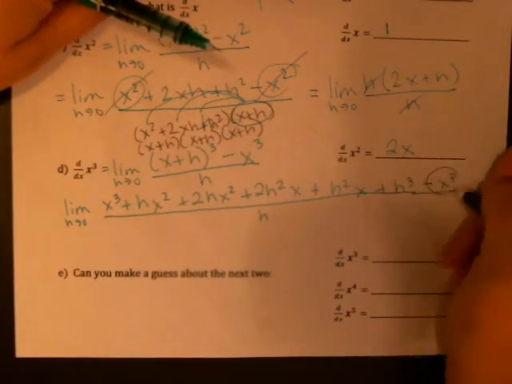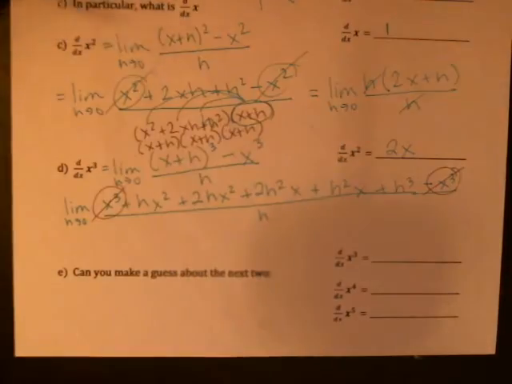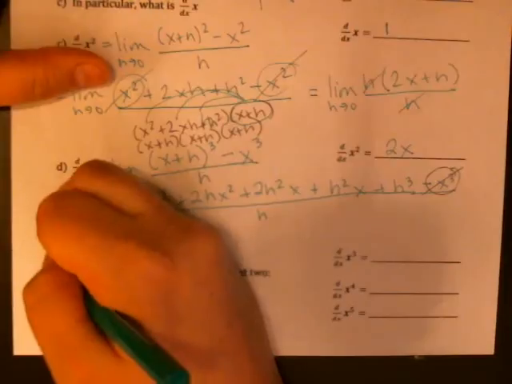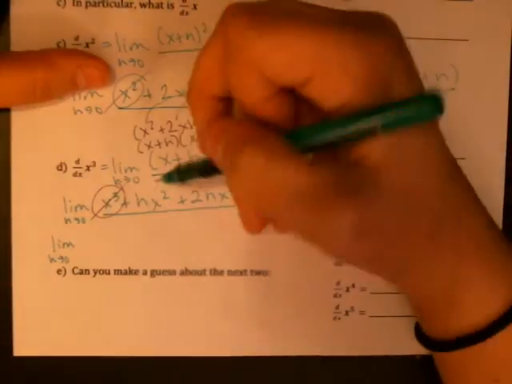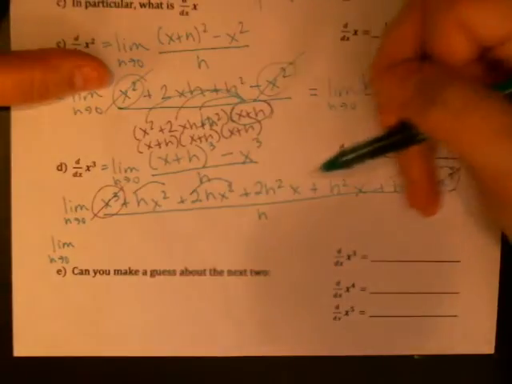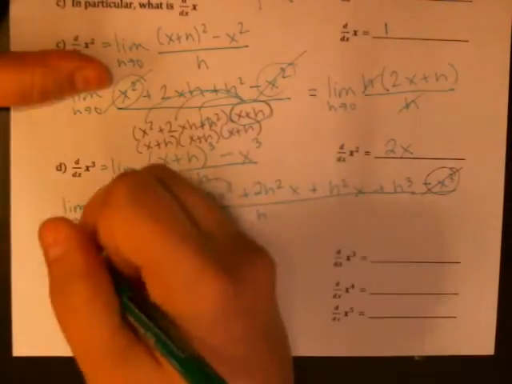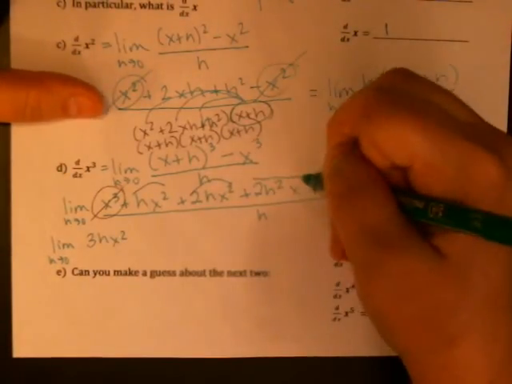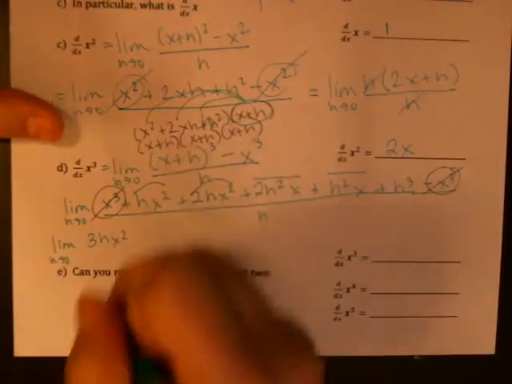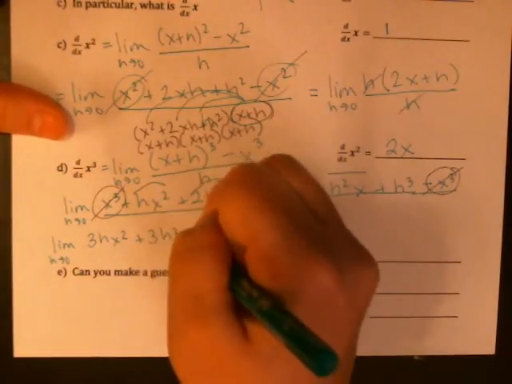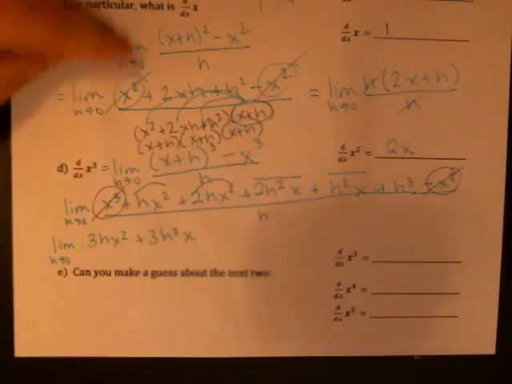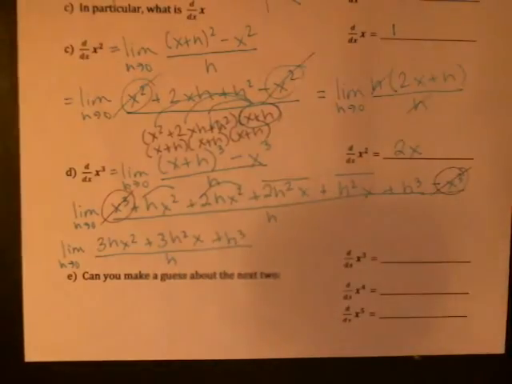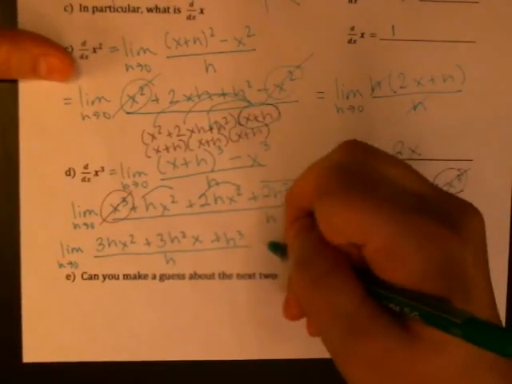So now we get to do a little bit of cleaning up. The x cubes go away, but we do have some like terms. The hx squareds can be combined; I have 3 of them, 3hx squareds. The 2h squared x and h squared x are like terms, so I also have 3h squared x's. And then I have an h cubed. Okay, almost done.